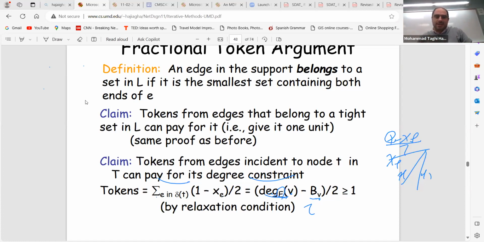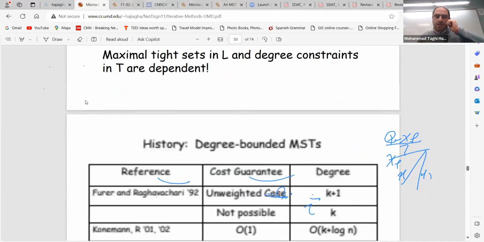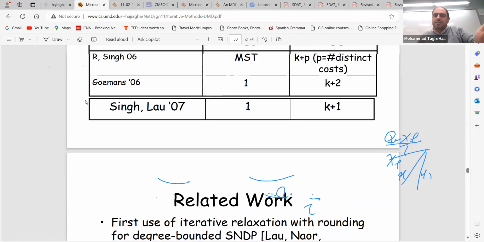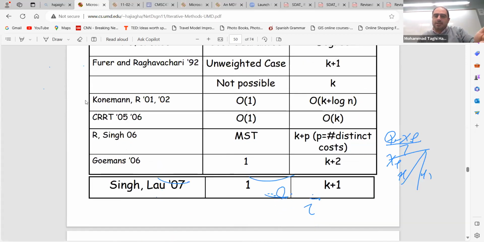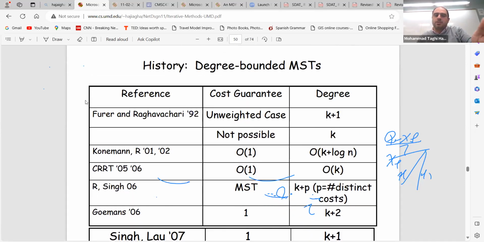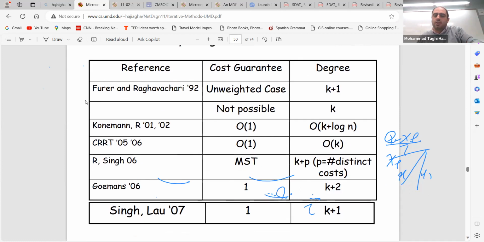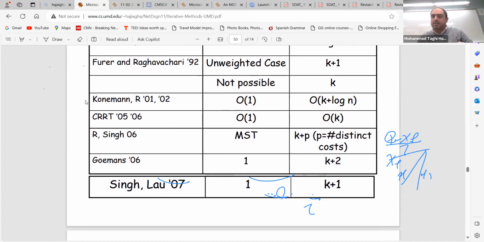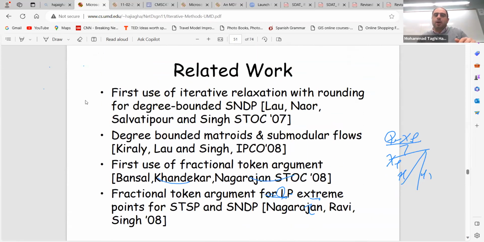So the last one that I wanted to mention: there are lots of other things that you can get essentially from the slides. For example, here, there are lots of generalizations of this problem that were done. The latest one was Singh and Lau, the co-authors of this book, that could get plus 1 essentially. People also generalized this for other problems. They have generalized it for Steiner trees and other things. Let me just mention some other things.